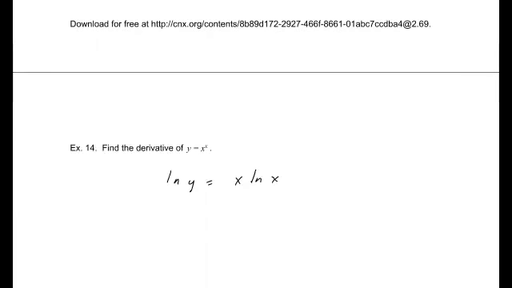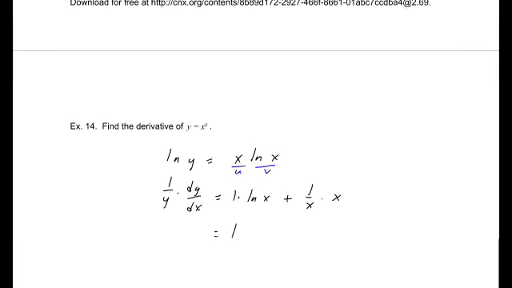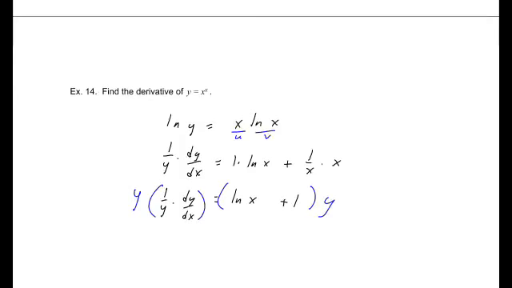Taking the derivative, we have 1 over y dy/dx. And this is a product rule. So we have uv. The derivative of the first is 1, so 1 times natural log x plus 1 over x times x. So natural log x plus 1 is 1 over y dy/dx. Multiplying through by y, this is dy/dx is x to the x times natural log x plus 1.